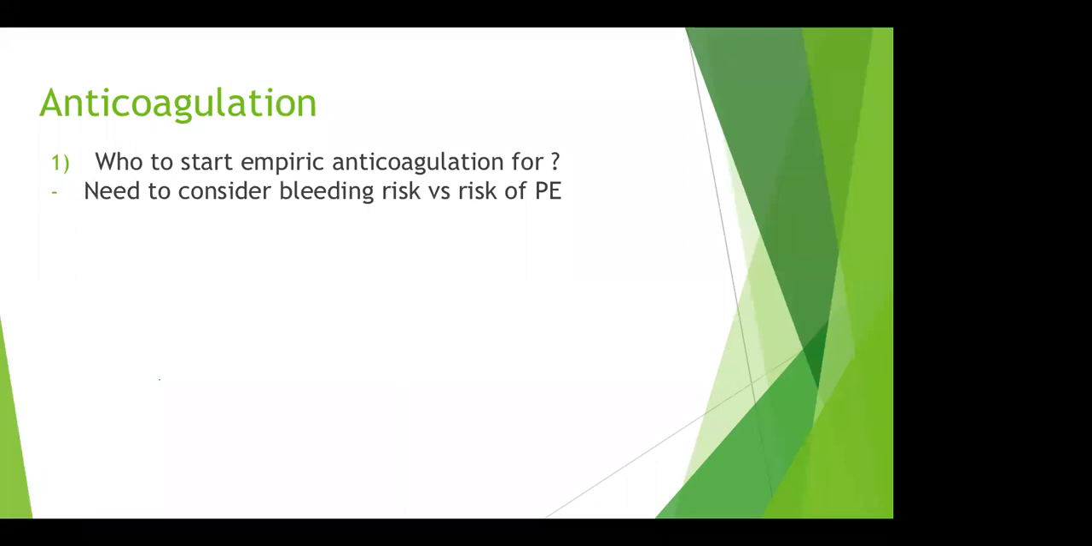Now, there are certain patients, especially where your suspicion is high, for whom you would start empiric anticoagulation. So you need to always weigh the benefits versus the risk. So who would you start empiric anticoagulation for?